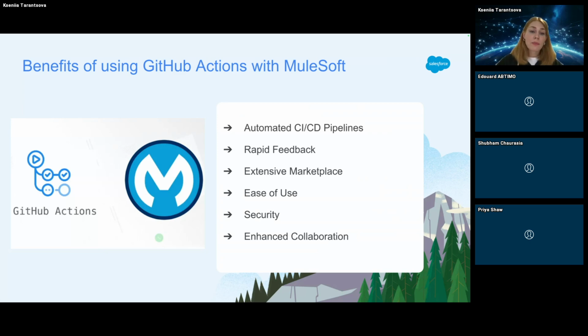Security: GitHub has built-in security features with different types of secret management, which help protect our workflow. All the sensitive information can be stored securely. And also enhanced collaboration. GitHub Actions enhances collaboration among team members by integrating code reviews, pull requests, and issue tracking directly within GitHub. So by leveraging GitHub Actions with MuleSoft, we can obviously boost our efficiency, enhance security, and foster collaboration within our development team.